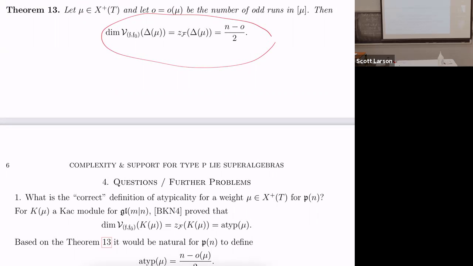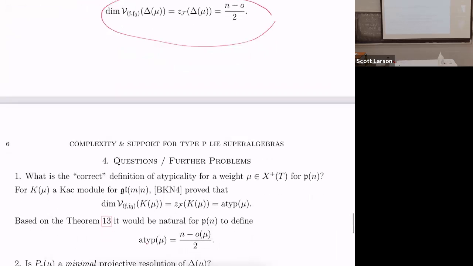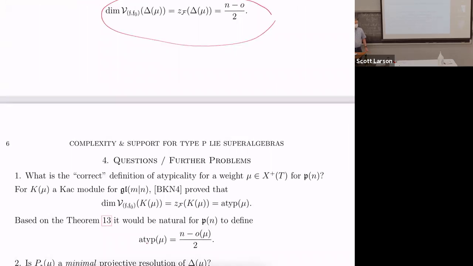Notice that if mu is typical, that means that the dots are all isolated. So the runs, the number of runs of adjacent dots, are all of length 1. There are n odd runs. They all have length of 1. n minus n over 2 is 0. So at least this gives the right formula for a typical weight. And it gives something that you can actually define combinatorially in terms of roots and inner products and stuff too, like it's done for GLMN.